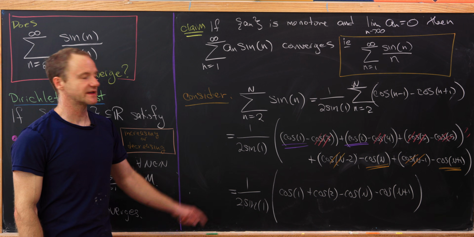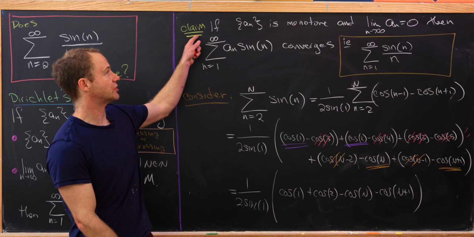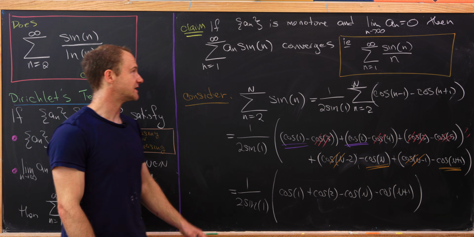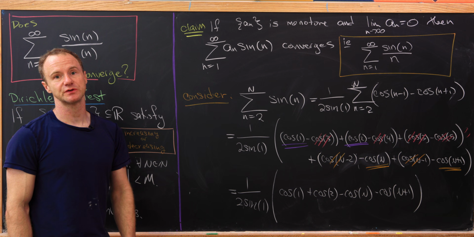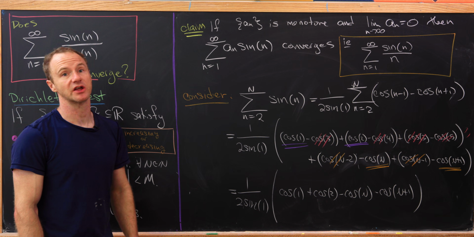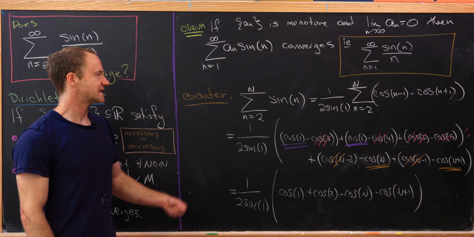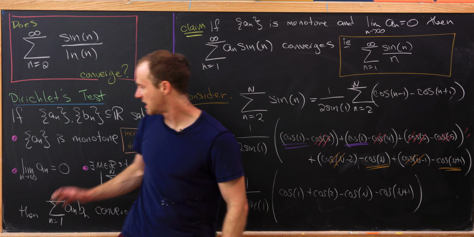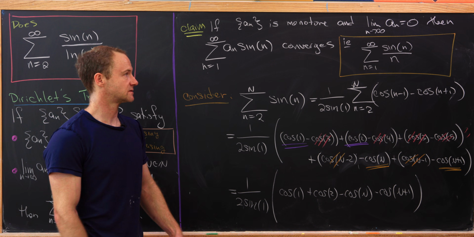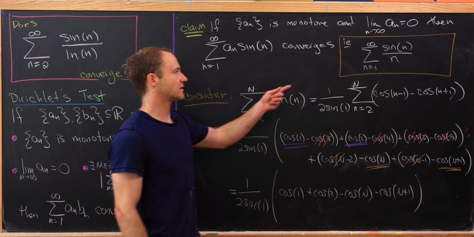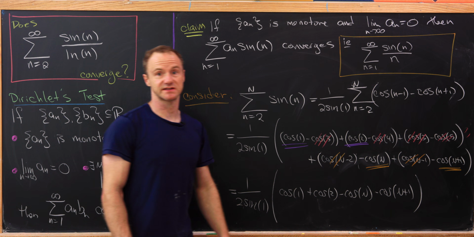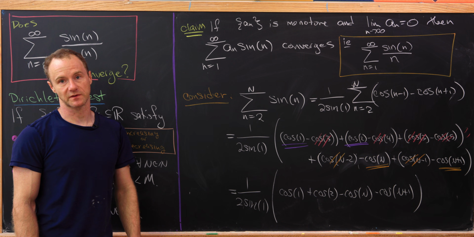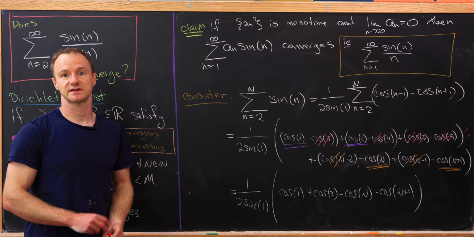So we can use this calculation down here to argue that if sequence a_n is monotone and its limit is 0, then the sum as n goes from 1 to infinity of a sub n sine of n converges. And that's simply because this partial sum of the sine terms is bounded above, and then apply Dirichlet's test. So in particular, this harmonic looking series with a sine n on the top converges, which is another series that shows up from time to time. And that's a good place to stop.